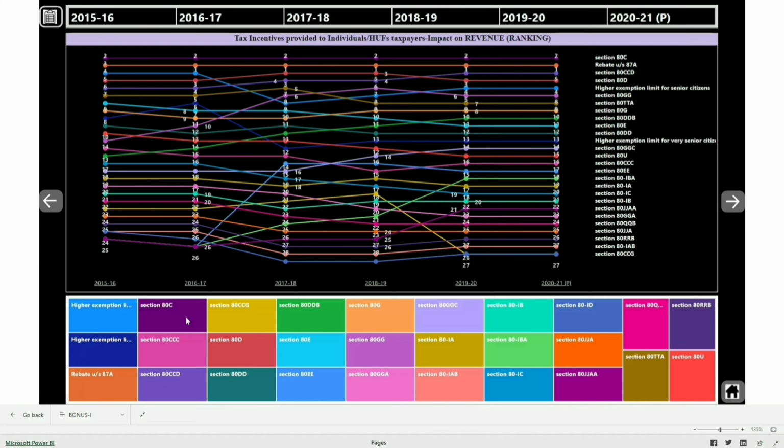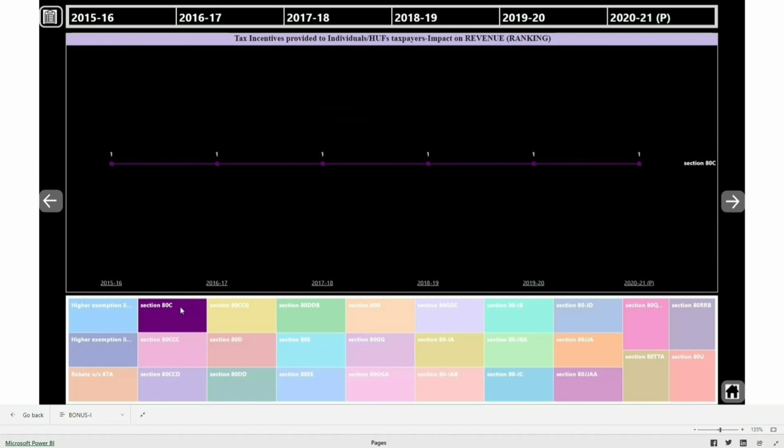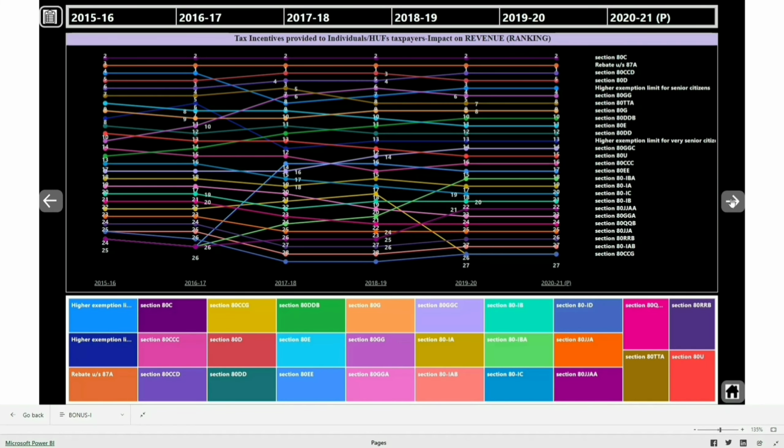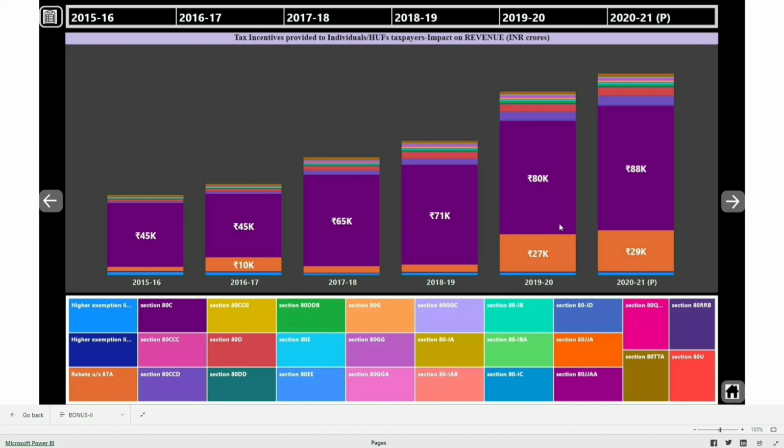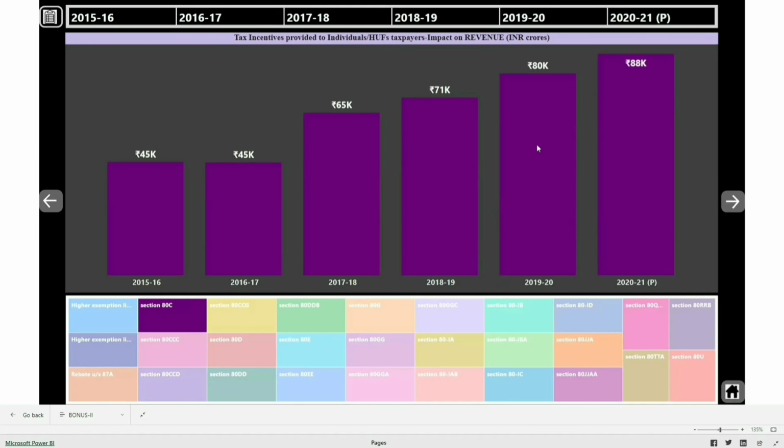And the first one happens to be 80C, right? You can leave your cursor here and you will be able to read about which section represents what kind of deduction. So let's move forward. You'll find the amount here, right? You can see under 80C, government is losing 88,000 crores for the year 2021.